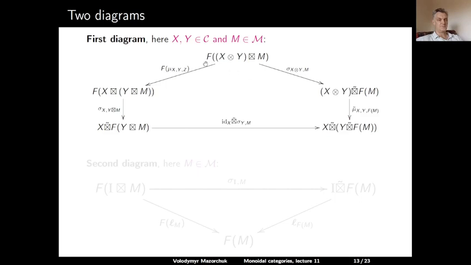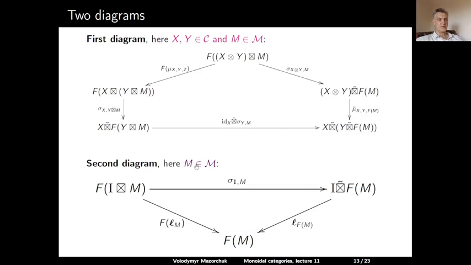And the other way, so we start with f applied to x tensor y acting on m. We use mu inside to go to f applied to x acting on y acting on m. Now we use sigma to go to x tilde acting on f of y acting on m. And now we use sigma here inside to go to x tilde acting on y tilde acting on f of m. So this diagram should commute.